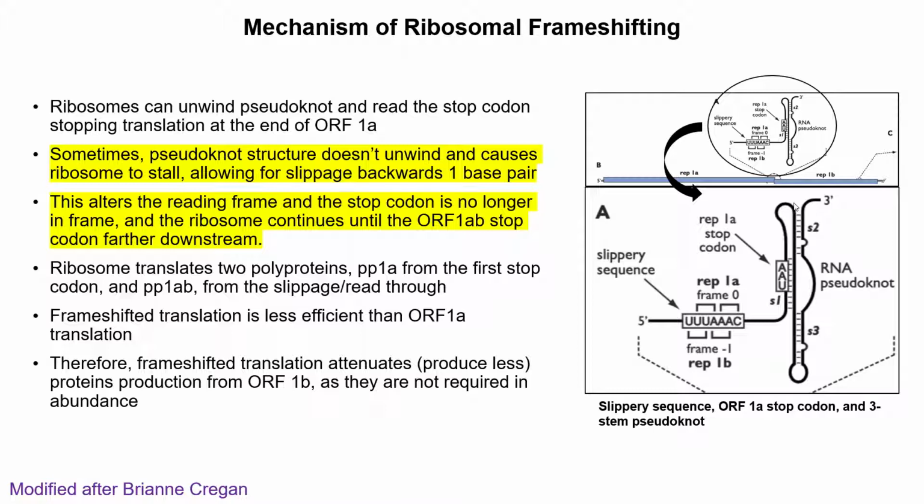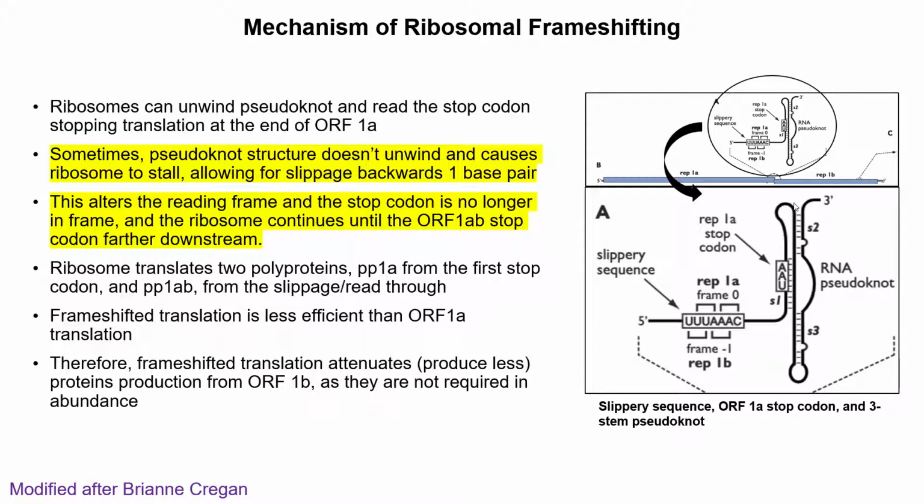So sometimes the ribosome can unwind it, as it translates, and then it reaches the stop codon, but sometimes the pseudoknot doesn't immediately unwind, which causes the ribosome to stall and slow down while it's on the slippery sequence, which then, because it's UA base pairing, it slips backwards and frame shifts in the -1.